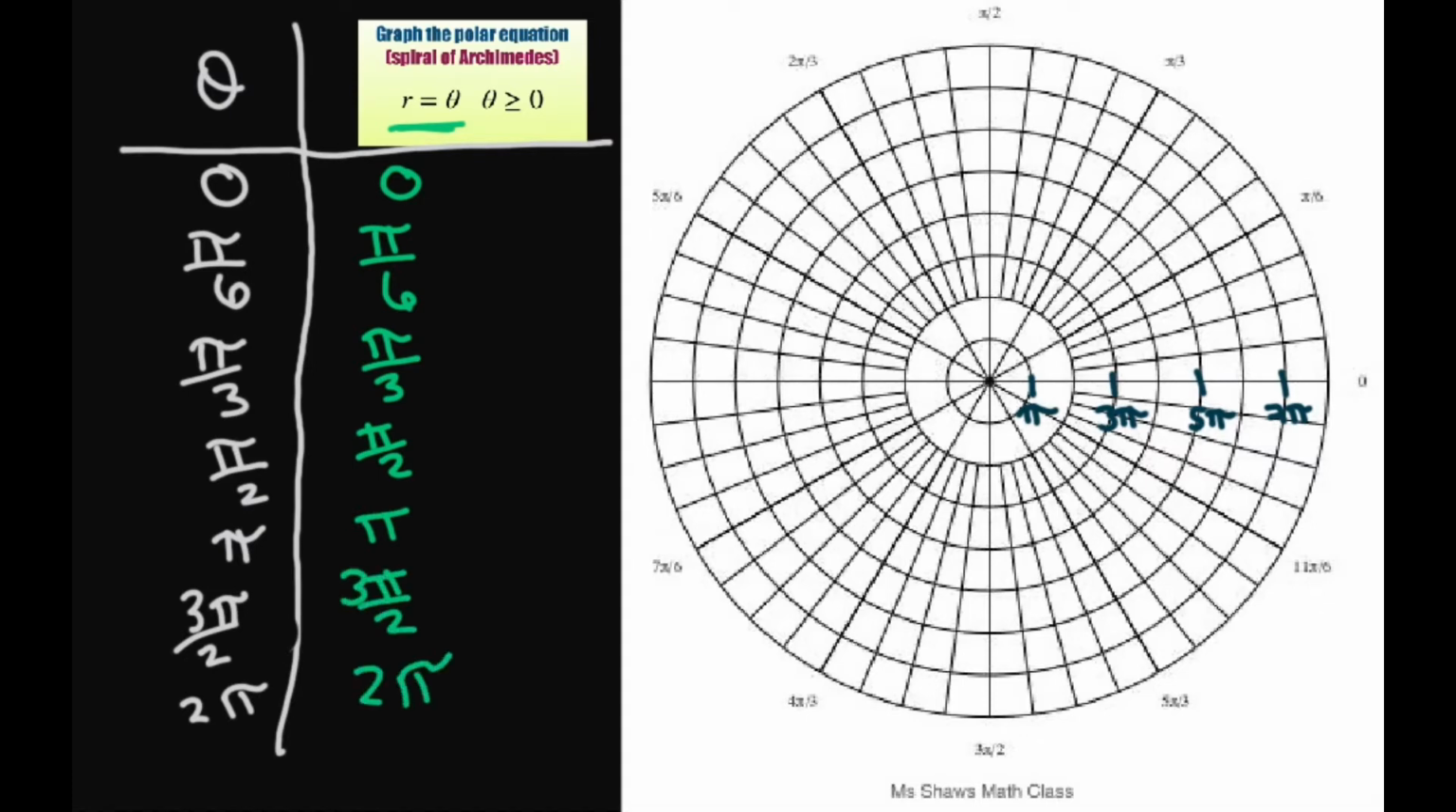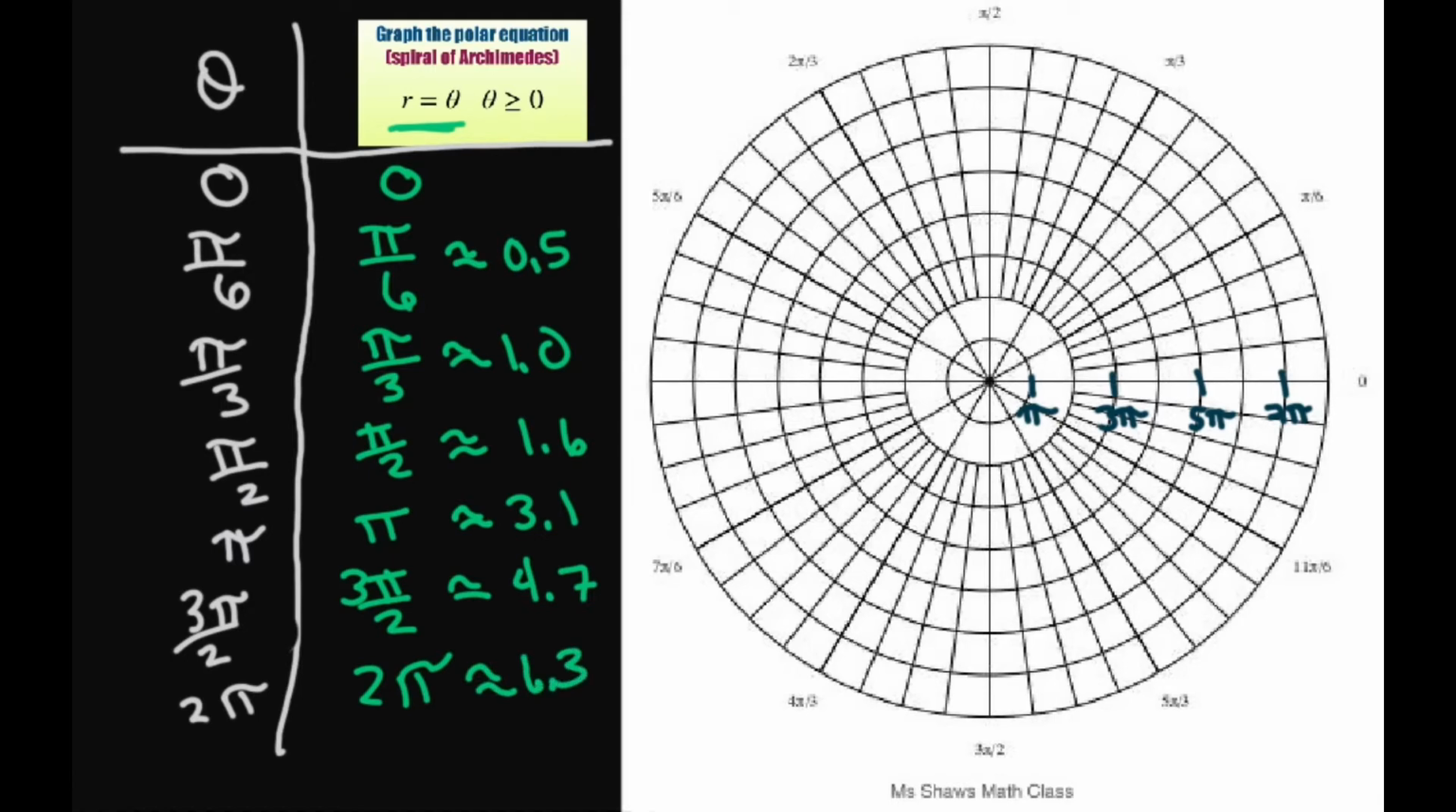And if you want some values, this would be about 0.5. This is about 1.0. Excuse me, this will be about 1.6. This is pi. I'll just put 3.1 for that. And then the next one's going to be 4.7. And then 2 pi is approximately 6.3. All right, so looking at this, let's get the general idea of what the shape is. And then we can just conclude it's going to go on and on forever here.